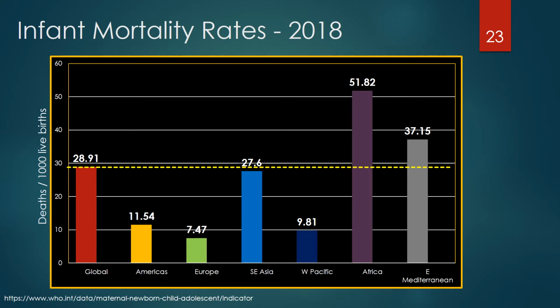Africa had the highest rate of 51.82, followed by the Eastern Mediterranean region at 37.15, Southeast Asia at 27.6, the Americas at 11.54, the Western Pacific at 9.81, and Europe at 7.47. So Africa and the Eastern Mediterranean are regions above the global average.